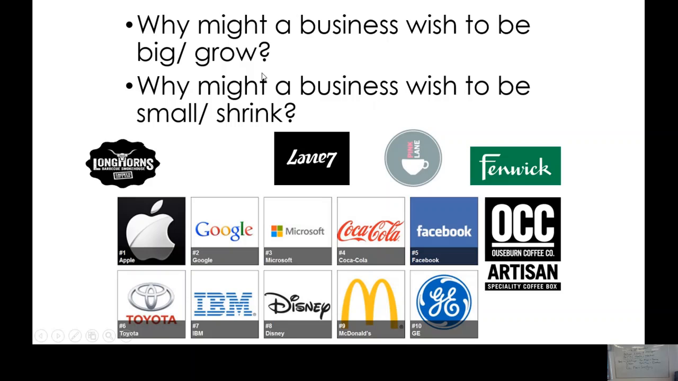Okay, another quick little thing for you to think about. Use your whiteboards, write down some ideas, or write down some notes. Why might a business wish to be big? So what would make a business want to grow in size, and why might a business want to shrink or stay small? So on the 2 sides of your whiteboard, or sheet of paper, thinking about those small local businesses and also the big global businesses. Why would they want to be big? Why might they want to be small or shrink? 30 seconds, just jot down some ideas.